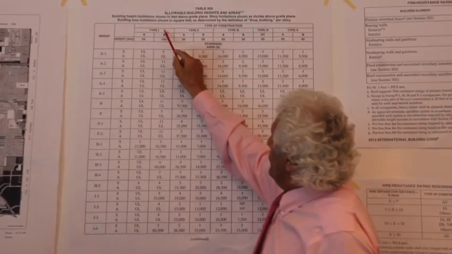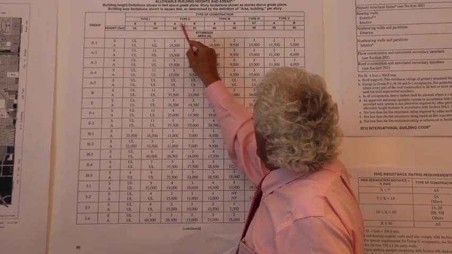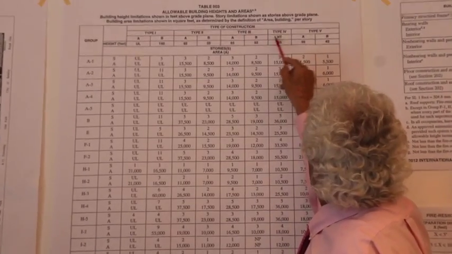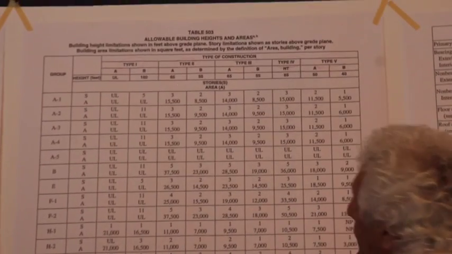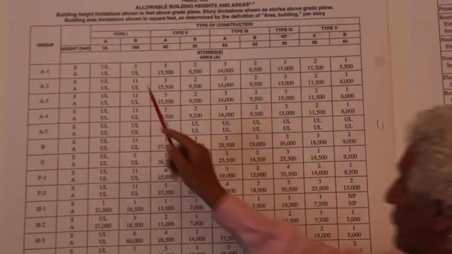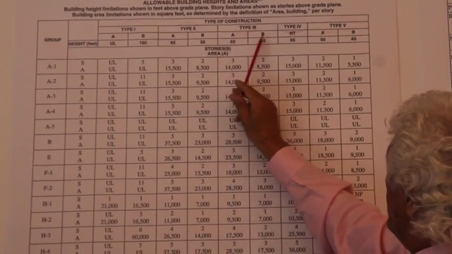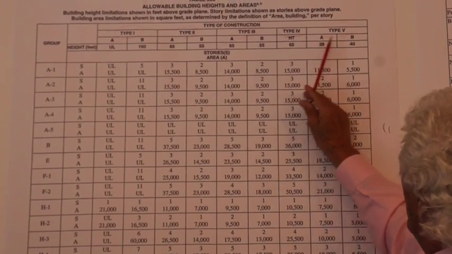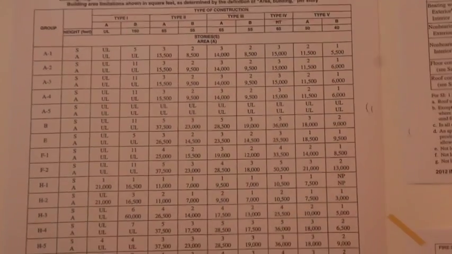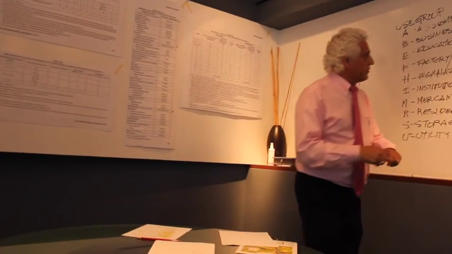And you'll notice that it has 5 different types: Type 1, Type 2, Type 3, Type 4, and Type 5. And then those have subcategories: A, B, A, B, A, B, A, B. There's no subcategory here, and A, B, and A, B here. This is always not an easy table to understand. Let me see if I can give you some history on this.